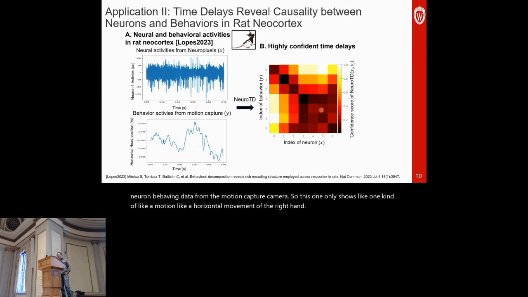The right heat map shows time delay between neurons and the behaviors. Here it actually shows the confidence map, like how confident we are in the computed time delays for each pair.